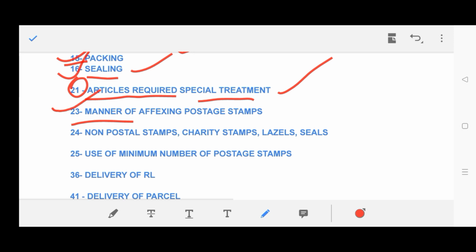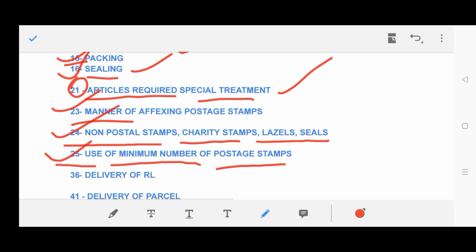Next, class number 24 discusses non-postal stamps, charity stamps, labels and seals. Class number 25 covers the use of minimum number of postage stamps.